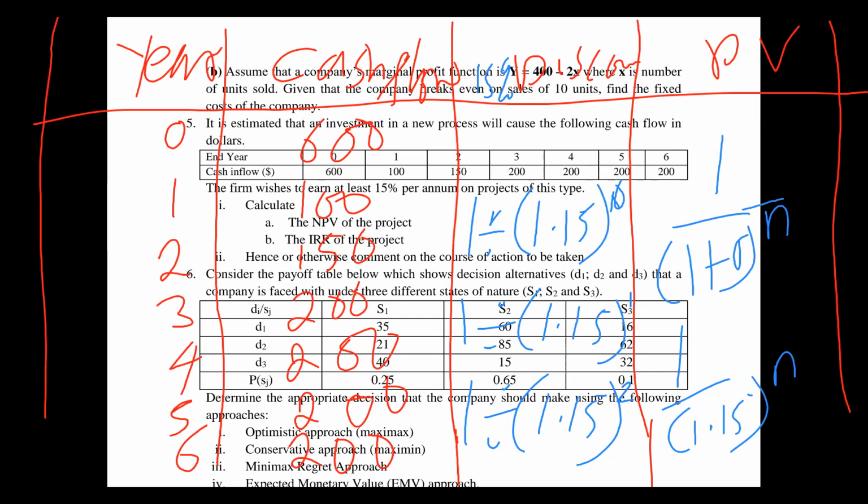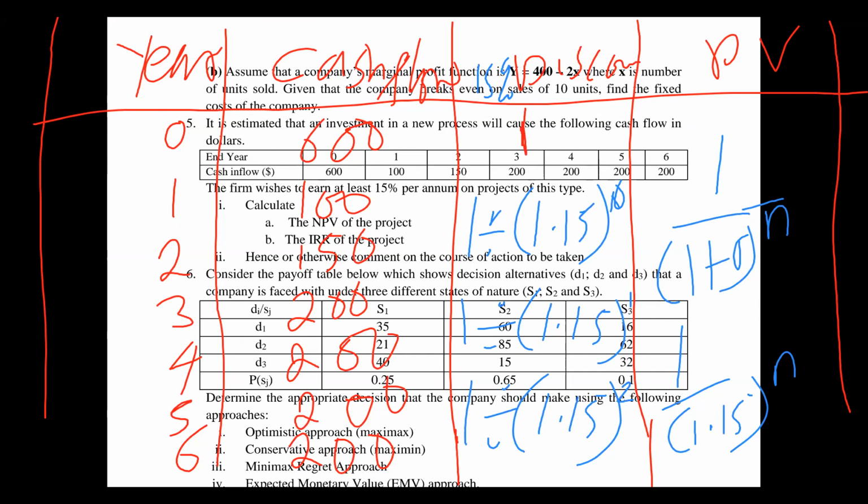It's 1. That is our discounting factor. Our discounting factor is 1 in year 0.